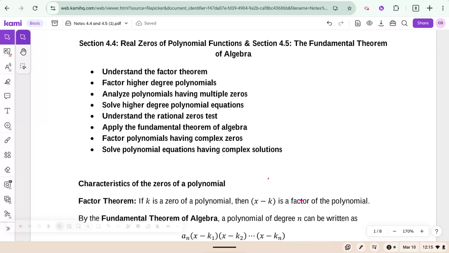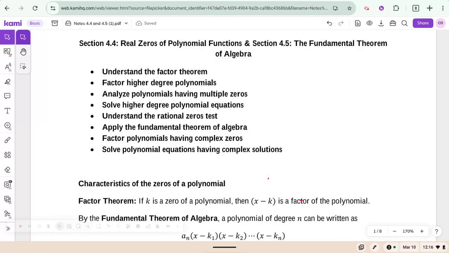Hi everyone, we're going to cover section 4.4 and 4.5 today. We're going to discuss the real zeros of polynomial functions, also known as x-intercepts, and the fundamental theorem of algebra. So as you can see, we have a lot of learning objectives today.